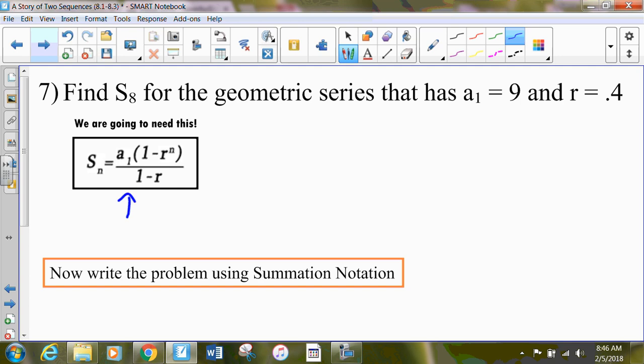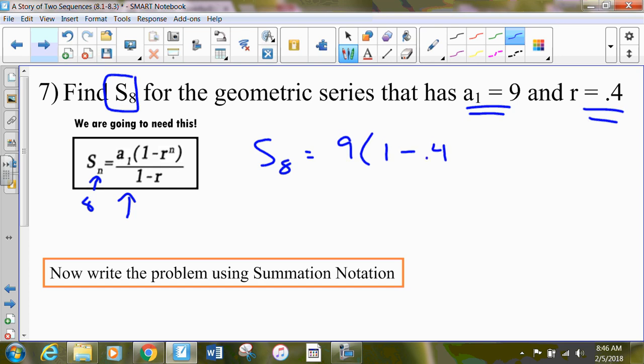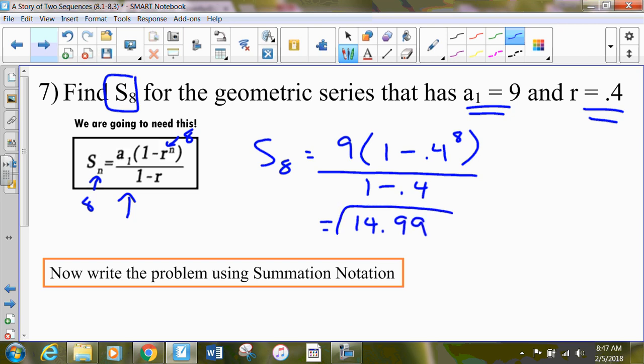And really, the formula is pretty straightforward. If we want to take the sum of the first 8 terms, that's what the S sub 8 means. It means that my n is 8, right? A sub 1 is obviously given to us, so we have a 9. R is given to us, so we're going to just plug and chug, right? N, once again, for this problem, is going to be 8. And then we have over 1 minus 0.4. We're going to put that into our calculators, and we'll get a decimal that goes on and on and on, and we'll write it as 14.99.